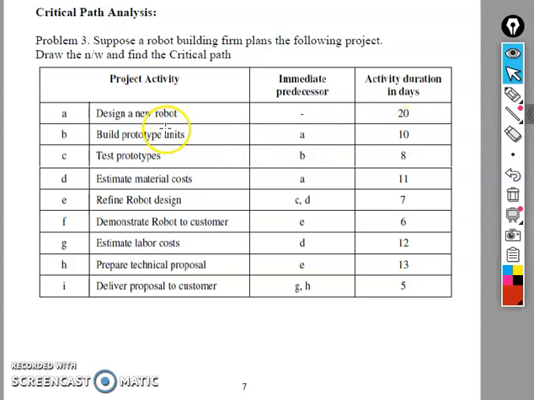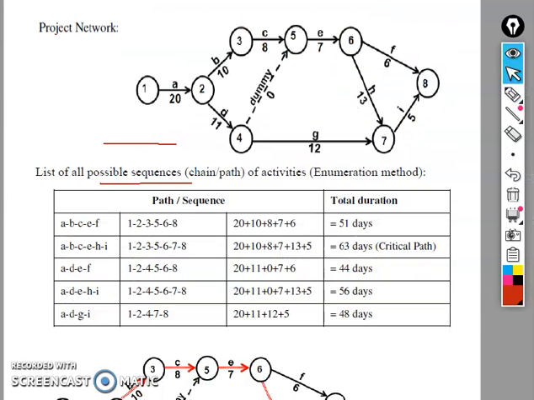When A is completed you can start B and D. When A is completed you can start build prototype units and you can estimate the material cost. Exactly for that reason, here we move to the next step of the design. That is the construction of the network diagram. You already learned in your previous lecture how to construct the diagram.